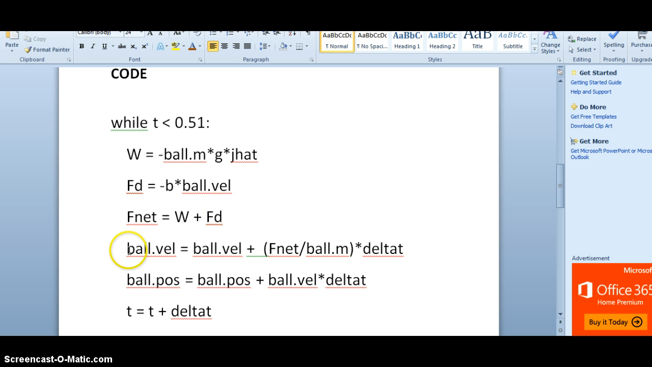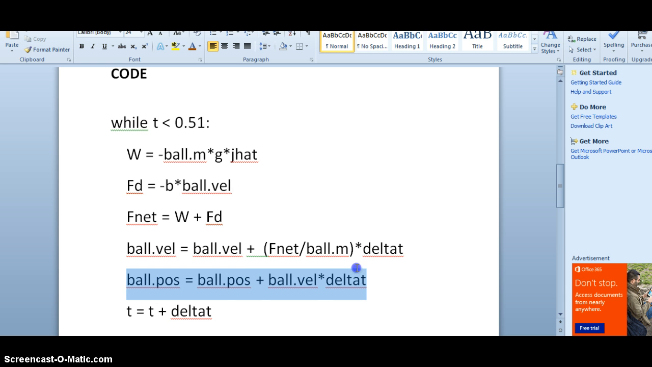Now we have here the fundamental principle. Ball.vel final velocity equals ball.vel initial velocity plus F net over ball.m, mass of the ball, times delta t, the change in time. And we also have here our next equation used for the position data. Final position equals the initial position plus velocity of the ball times delta t, change in time.